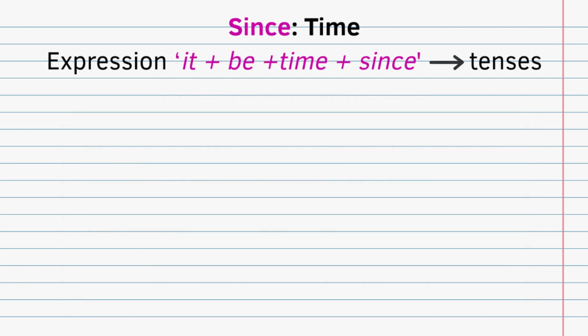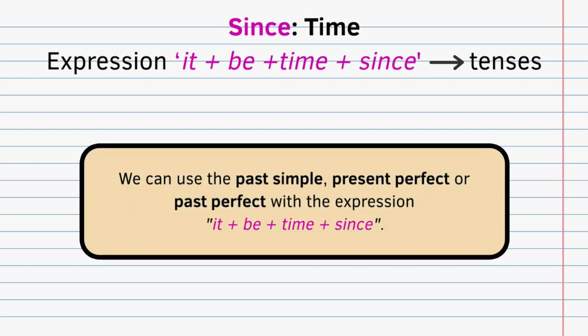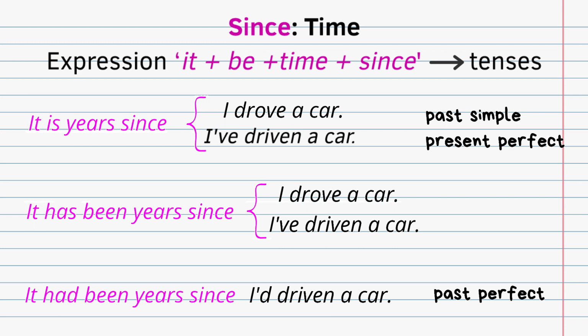Tenses with expression. It plus be plus time plus since. We can use the past simple, present perfect, or past perfect with the expression it plus be plus time plus since. For example, it is years since I drove a car. We use past simple. It is years since I've driven a car. In this case, we use the present perfect.